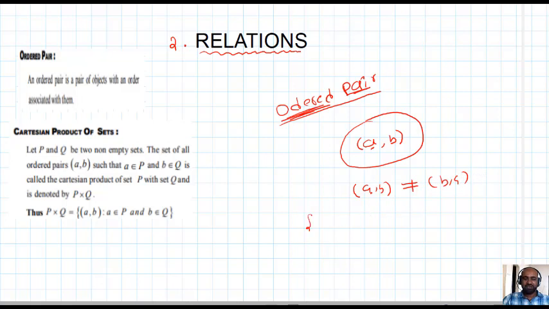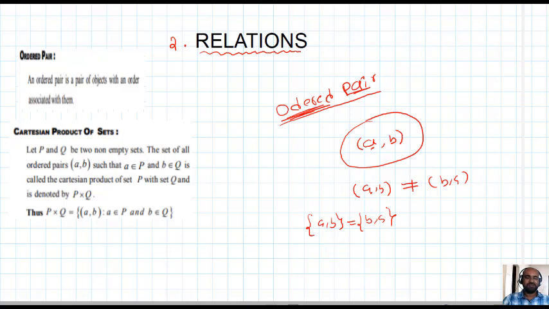In sets, what happens? Set {A, B} and set {B, A} are both the same. In sets, order is not important. Set {A, B} equals set {B, A}, but ordered pair (A, B) is not equal to ordered pair (B, A) unless A equals B. That's why in an ordered pair, order is important.